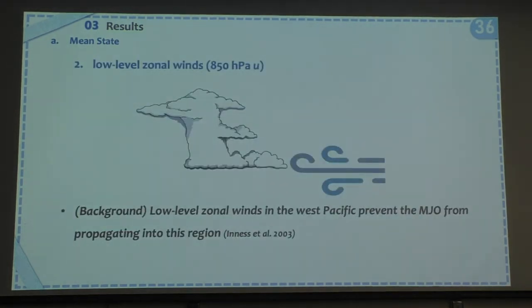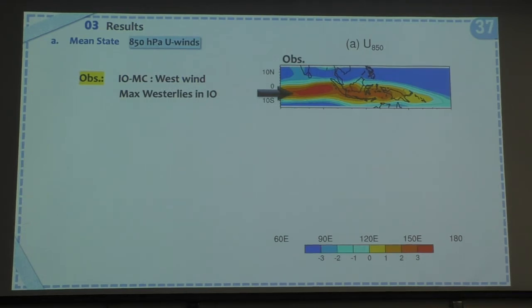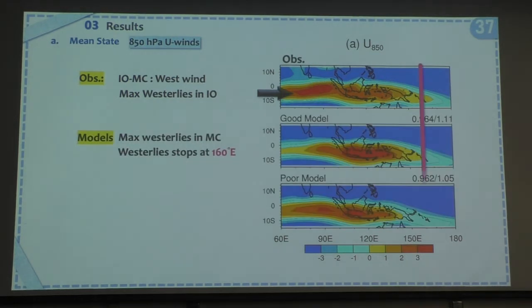So next we look at the low-level zonal wind. Because the background low-level zonal wind in the Western Pacific has a chance to stop or drain the MJO or let it propagate into the Western Pacific region. So this figure shows us the low-level zonal wind. We can see that there is a westerly wind band from the Indian Ocean to the Western Pacific region and maxima in the Indian Ocean. But in the model, they show the westerly wind band stops at 116 degrees east, and their maximum wind is close to the Maritime Continent.